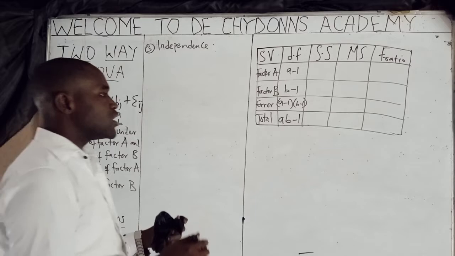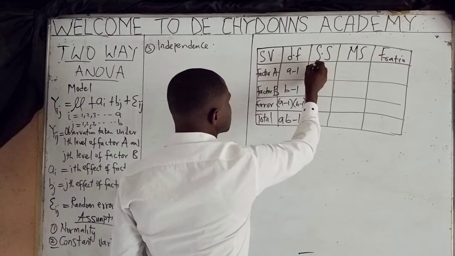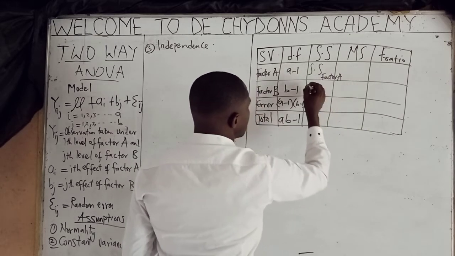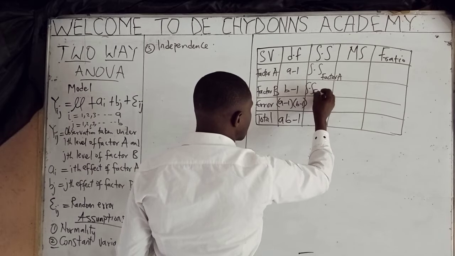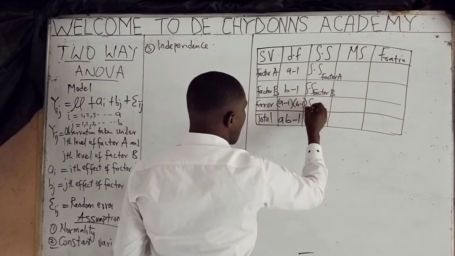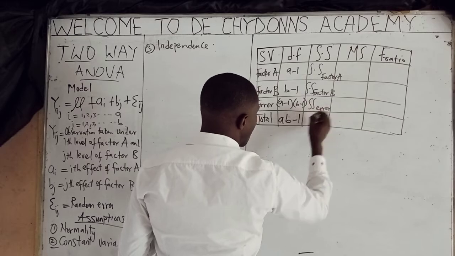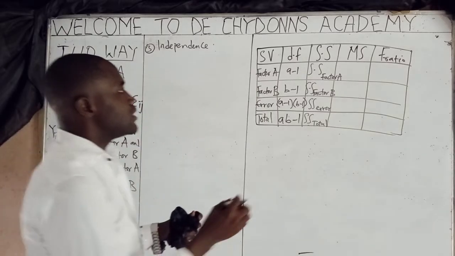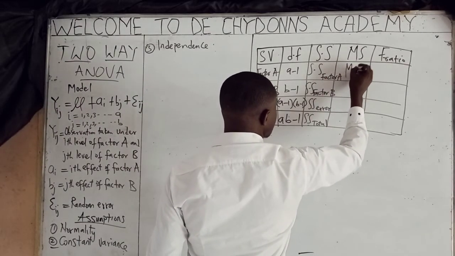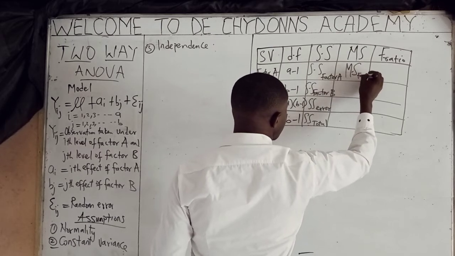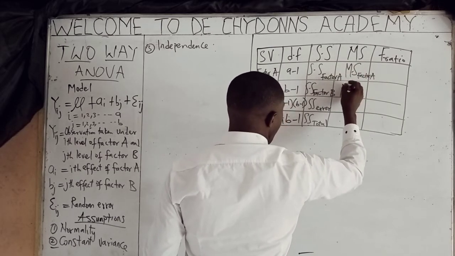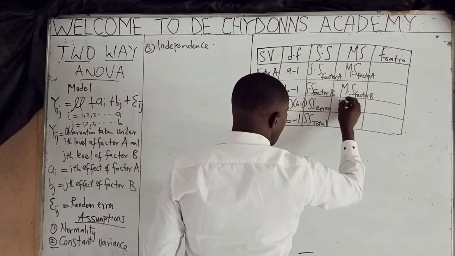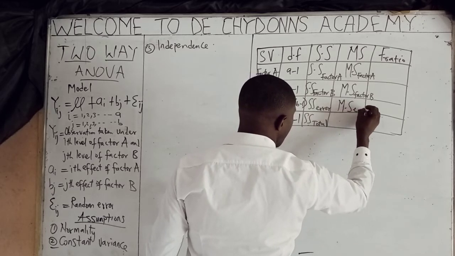Okay, what are the sum of squares? The sum of squares will be the sum of squares of factor A, sum of squares of factor B, sum of squares of error, and sum of squares of total. Then this will be the mean of squares of factor A, mean of squares of factor B, and mean of squares of error.